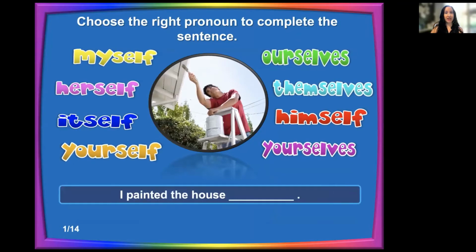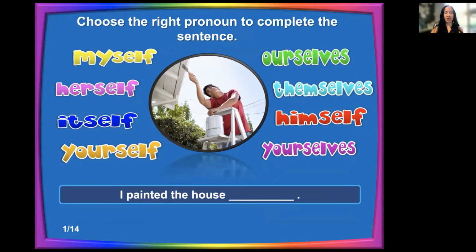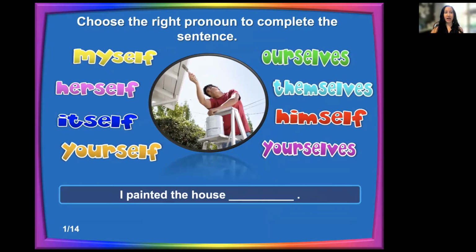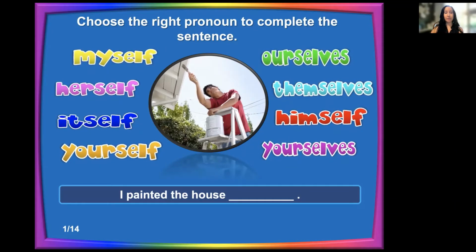Choose the right pronoun to complete the sentence. Now help me read this. I painted the house. Would it be I painted the house myself? I painted the house herself. I painted the house itself. I painted the house yourself. I painted the house ourselves. I painted the house themselves. I painted the house himself. Or I painted the house yourselves.